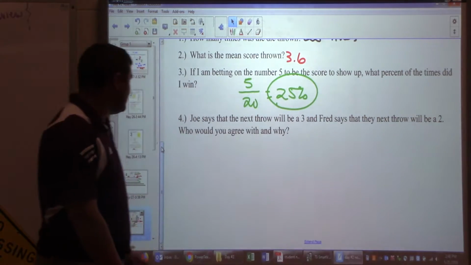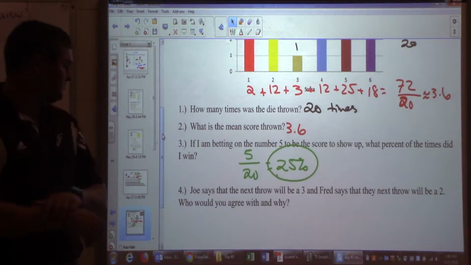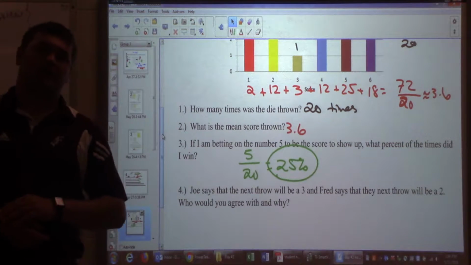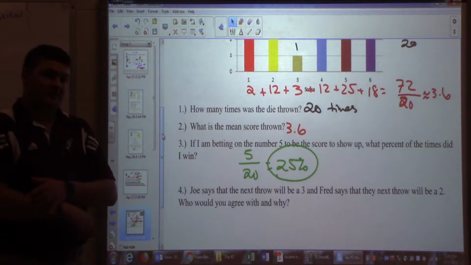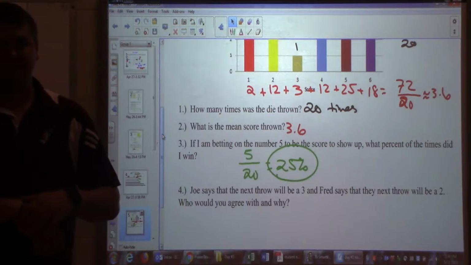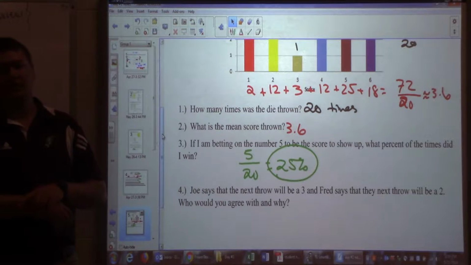Alright, last one here. Joe says that next throw will be a 3. Fred says that next throw will be a 2. Who do you agree with and why? Fred. You agree with Fred, Kaylee. Why? Because the yellow is taller. Because the yellow's taller, which means what happened? The frequency is higher, so it happened more often in the 20 rolls.